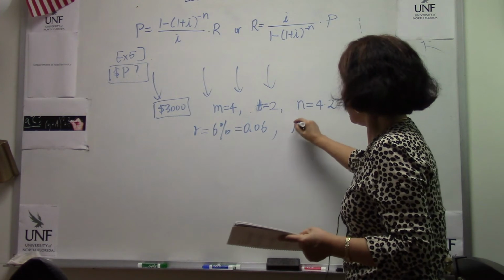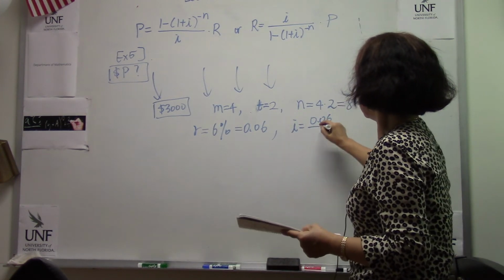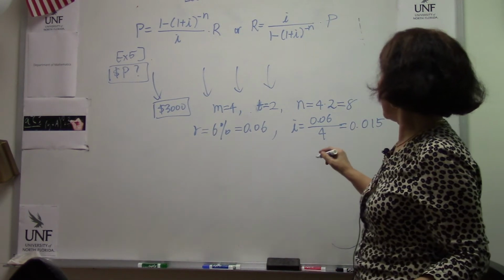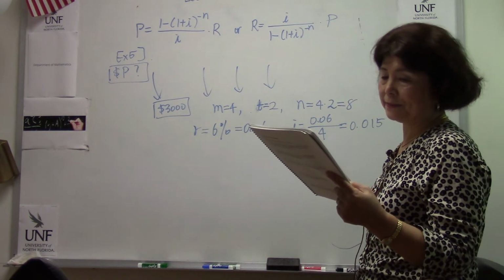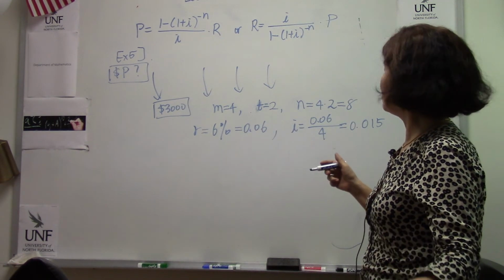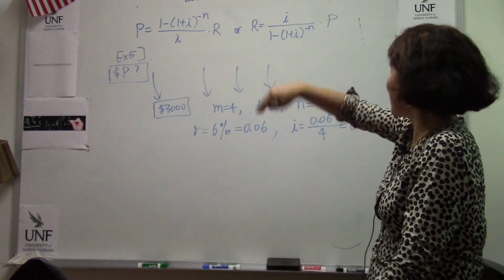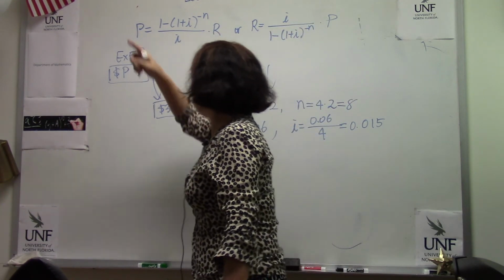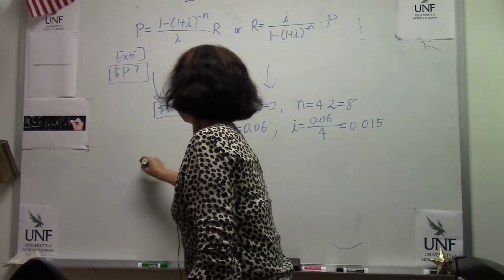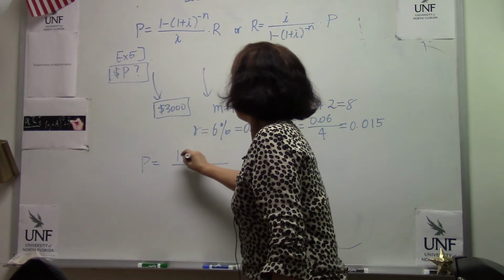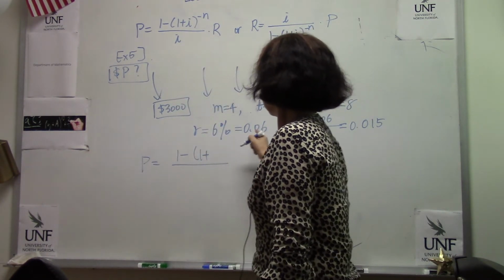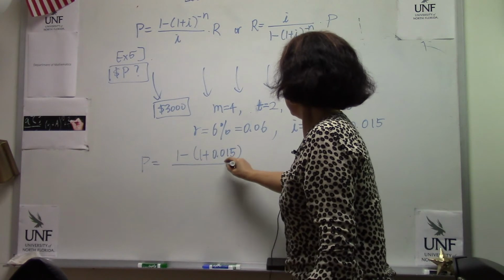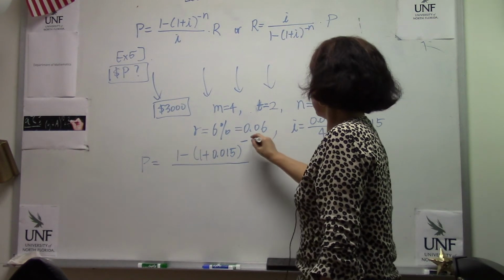So what is I? I is 0.06 divided by 4. That gives 0.015. And what is N? Yeah, N equals 8. Okay, so how much money do you have to deposit at the beginning so that we can do this? Well, this time we need P, correct? Okay, so P equals 1 minus 1 plus I, which is 0.015, to the what power? Yes, we have a negative 8 power.